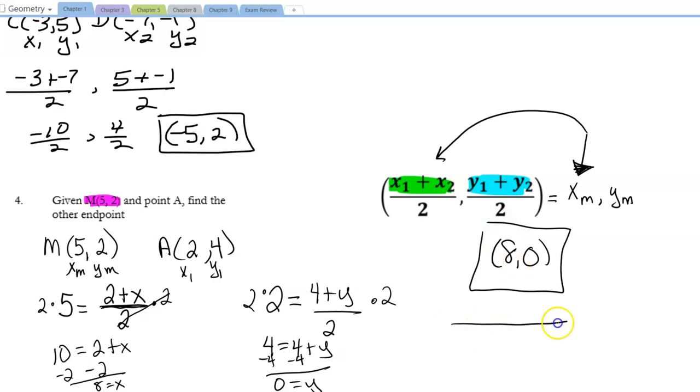So what happened on this problem is this is our midpoint. This was point A. We just found this point. We found where the other endpoint is. So the algebra is a little trickier, and you have to make sure that you set the m equal to the other point. But it's not that bad of a problem once you use your formula, plug it in, and solve.